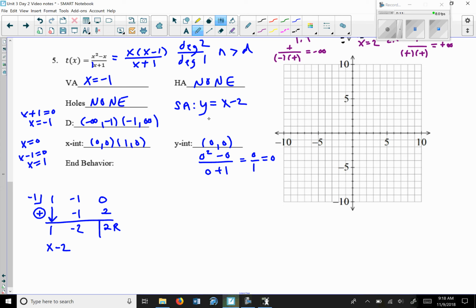So don't forget to write that y equals. Just like with our vertical asymptotes, we have to write x equals. For our horizontal or other asymptotes, we have to write y equals.